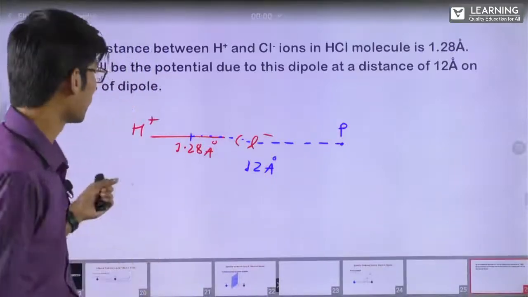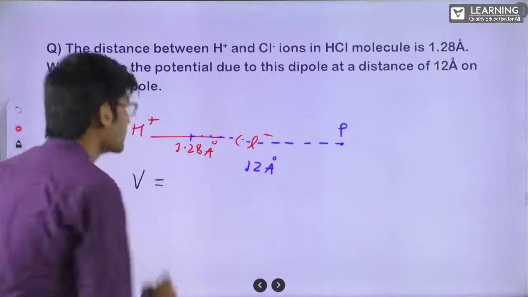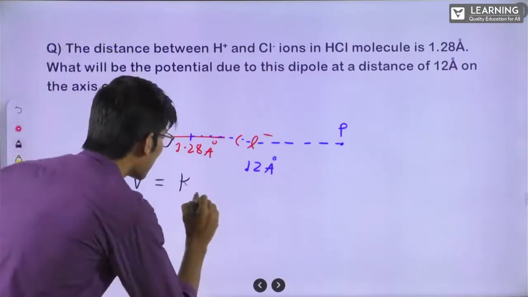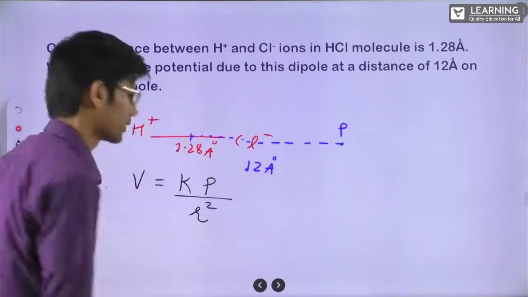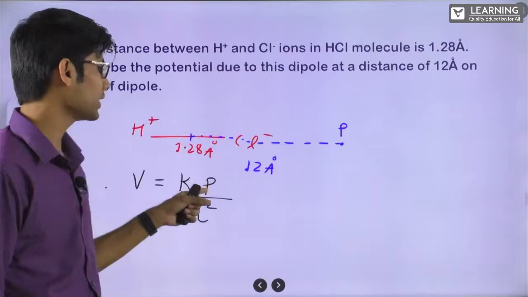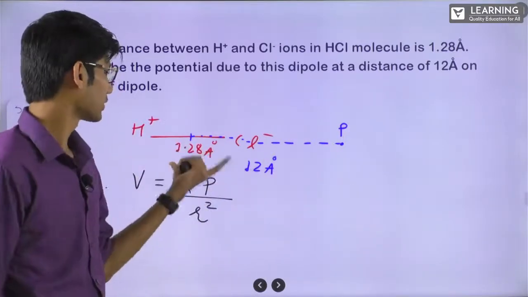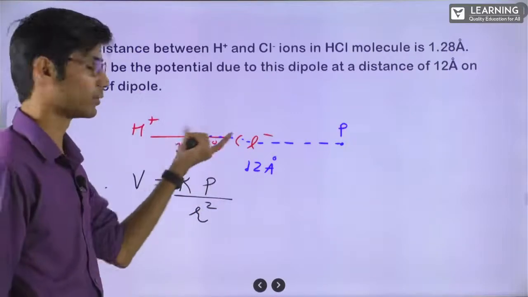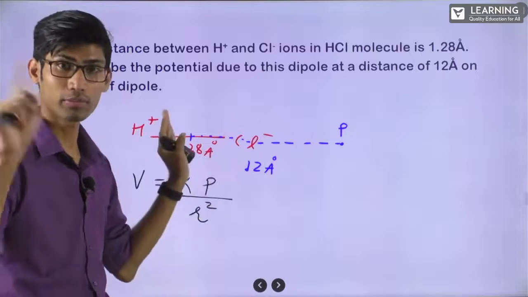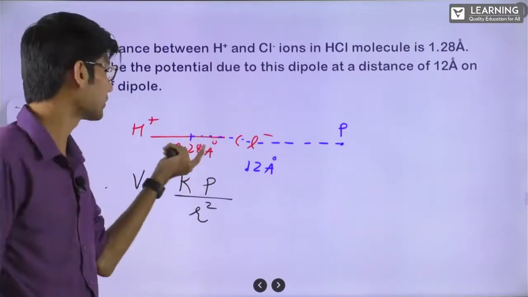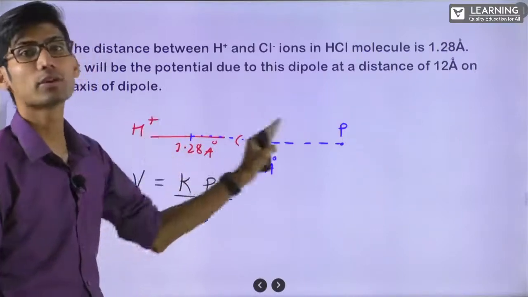Now here, one more thing. How much charge will you take? See, we know that V at P, since it is at the axis, will be K P by r square, correct? Or x square, anything. P is not this point P. What is the value of this? P is Q into 2L or Q into L. Q into the distance between these two is the dipole moment. Do not remember it as Q into 2L, otherwise you will multiply this by 2. I already told you this confusion. Q into the distance between the charges.